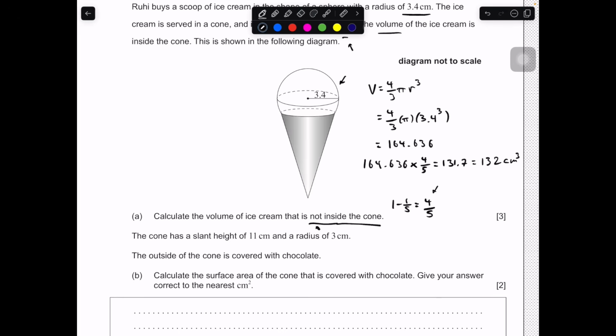Alright, so we've got this cone right here, and there's going to be chocolate around the edge. We know the radius of the cone at its base is equal to 3 centimeters. And the cone has a slant height of 11. So going from the apex, or the tip of the cone, all the way to its base, we travel a distance of 11. Alright, we want to find the surface area of the cone, so let's go back to the formula booklet.